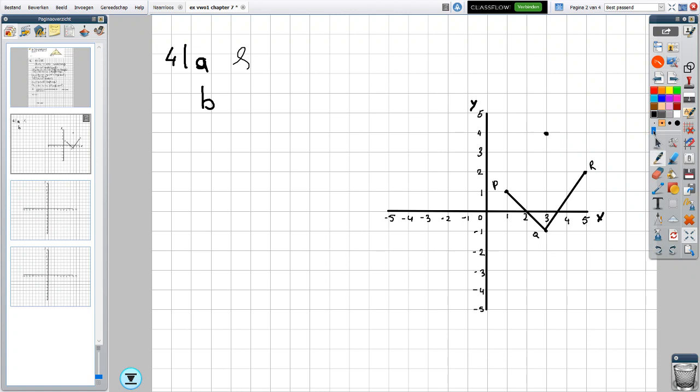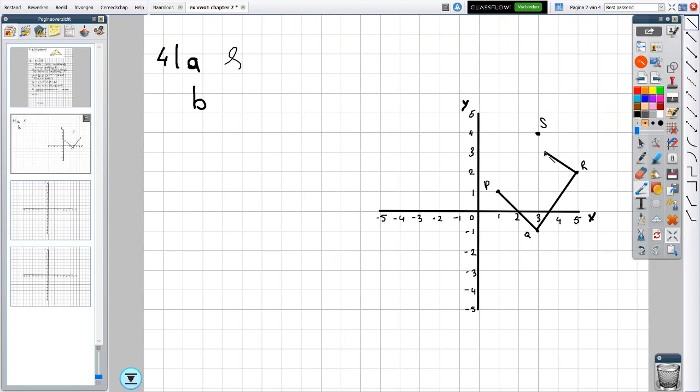Oh, let's use a smaller font for that one. I said let's use a smaller font for this one, like this. And now I can draw this parallelogram. It will be like this.